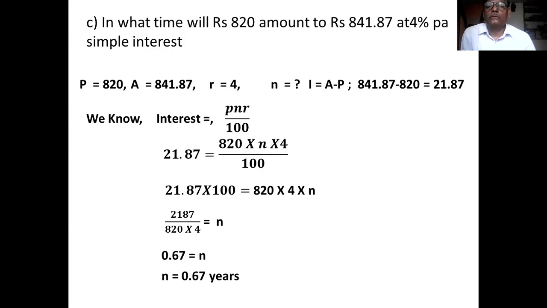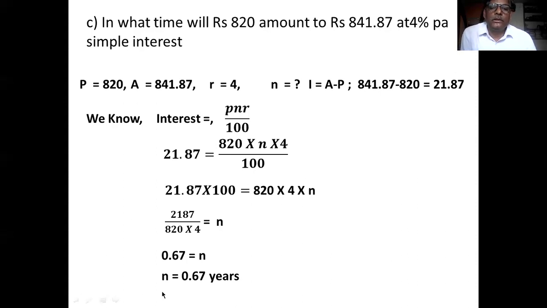You told 8 months. I agree with your answer, but I don't know how you calculated. How did you calculate that 8? Please tell me. 0.67 into 12. Come on, tell me. 0.67 into 12. Is it?